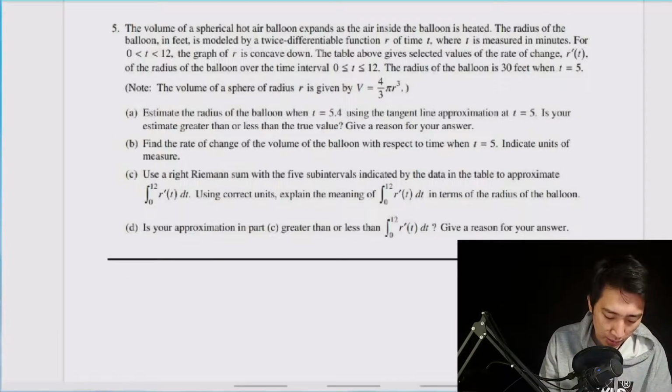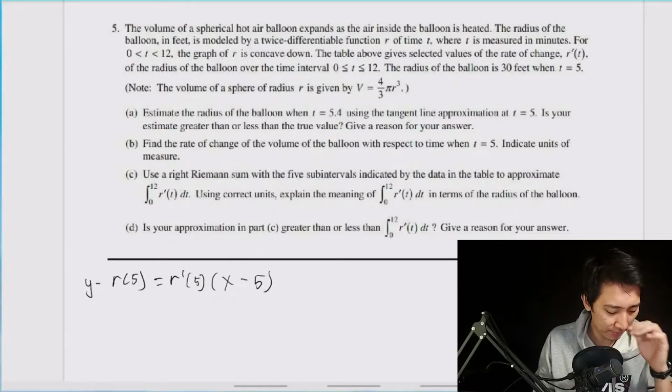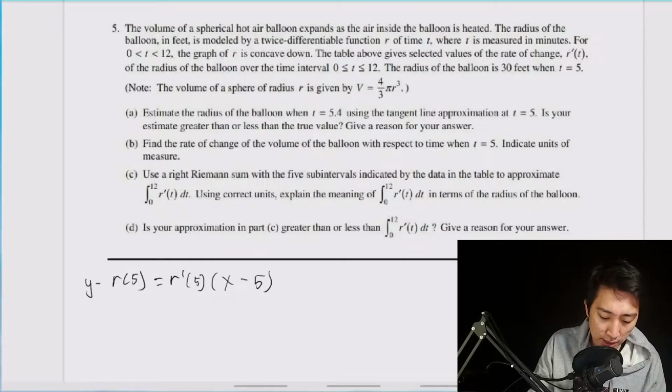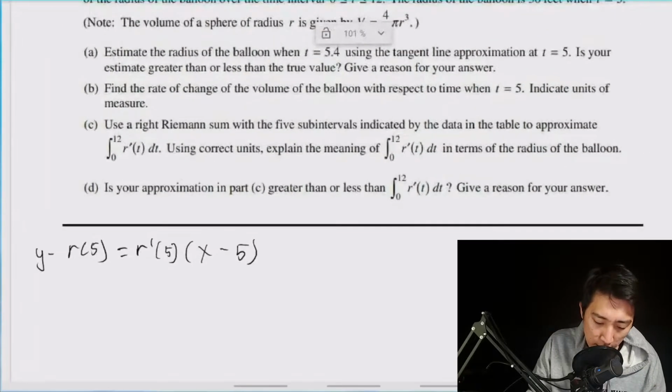So we're going to have y minus r of 5 equals r prime of 5 times x minus 5, basically, in this case. So we're using our equation here. The other thing you could do is just use the slope and go from there. You can either plug all of your points in here, and I'll show you how to do that, but I'm also going to show you how to mentally play with the idea of slope. So here's what we have.